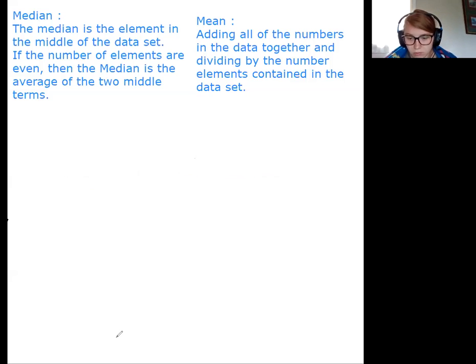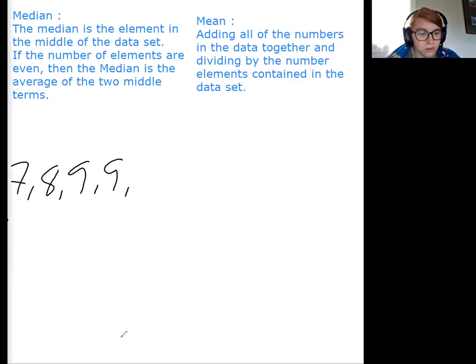I don't know if I can write on the other side of my computer screen. I'm kind of afraid to try, but I'm gonna do it anyways. So first we have 7. Can I? Nope. 7, 8, 9, 9, 11, 13, 13. I forgot 12 again.